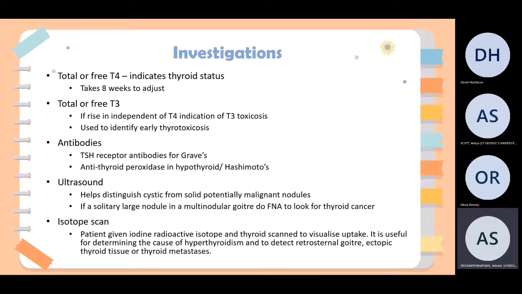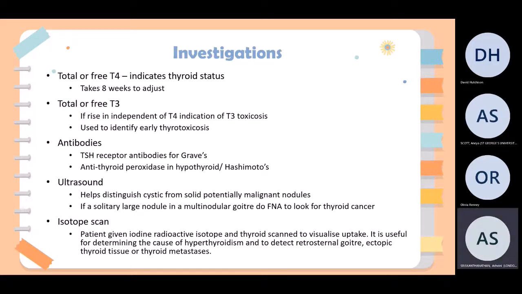And then you'd check a couple of antibodies to identify either Graves or Hashimoto's. So TSH receptor antibodies for Graves and antithyroid peroxidase for your Hashimoto's. So if you go back, for Graves' disease, if you've got TSH receptor antibodies, you start losing that feedback. Whereas with the antithyroid peroxidase, if you don't have that, you're not producing enough of your thyroid hormone.